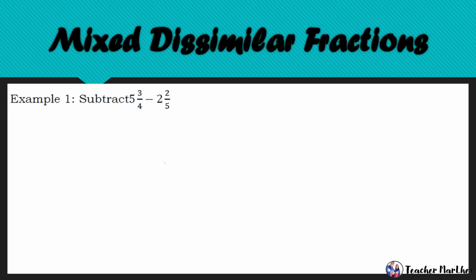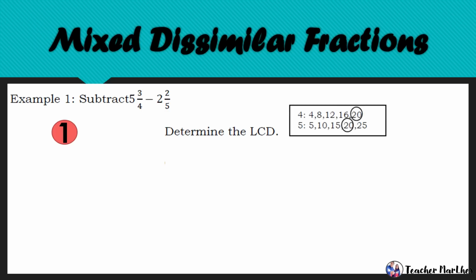Another example, subtract 5 and 3/4 minus 2 and 2/5. So, number 1, determine the LCD. So, ililista natin ang least common multiples para mahanap ang LCD. So, the LCM of 4 and 5 is 20. So, lalagay na natin siya sa LCD.